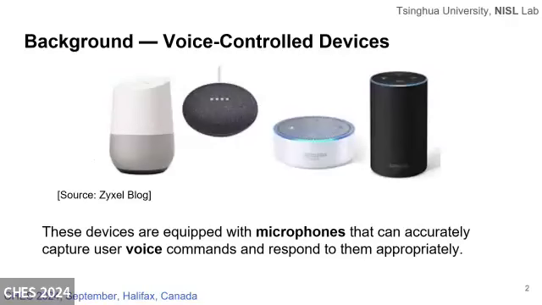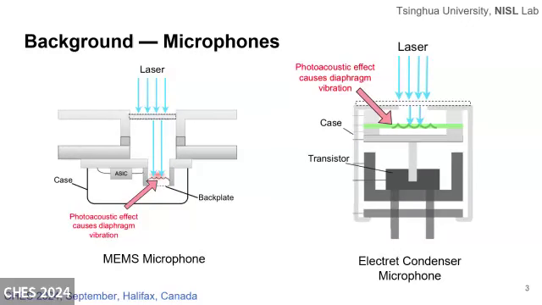Let's go. First of all, what are voice control devices? As shown in the picture, there are devices equipped with microphones on the top or at the side, so they can accurately capture the user's voice command and then respond appropriately. This serves as an interface for human-machine interaction, and allows users to control other smart devices within the ecosystem through voice commands.